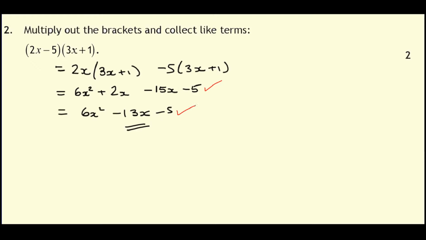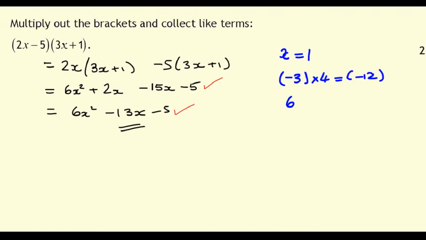So we pick an arbitrary value for x here. Let's just say in this case x is equal to 1. If you look at your original question, the bracket 2x minus 5 would then be 2 minus 5, so negative 3. The second bracket would be 3 plus 1, which would be 4. That gives you an answer of negative 12. And for your final answer, you've got 6 lots of 1 squared, which would be 6, minus 13 lots of 1 would be minus 13, and take away your 5, which also gives you negative 12.